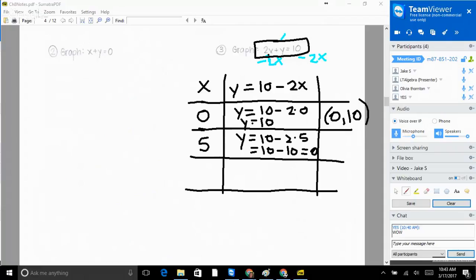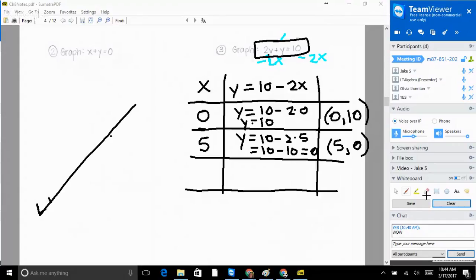So another point is at 5, 0. Now here's the deal. In order to graph a line, you actually only need 2 points. So technically you could be done and you could graph it just off of 2 points. Because think about it. If you have a point here and a point here and you play connect the dots, you have a line, right?